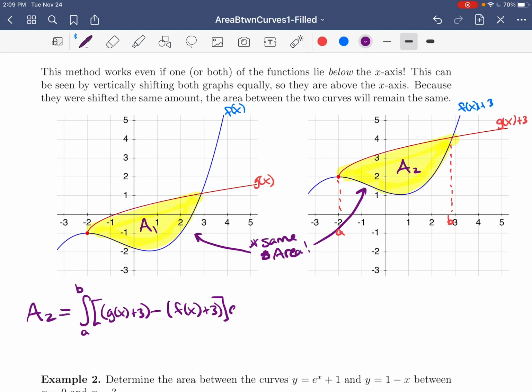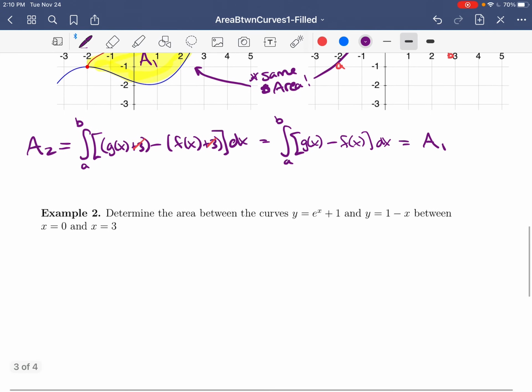Okay, but notice what happens if I simplify this. The 3's cancel out. And so I get g of x minus f of x. And that is exactly how the formula tells us to compute A1. So you can see that they would be the same area. So that's why it doesn't matter. You don't have to worry about the x-axis anymore.